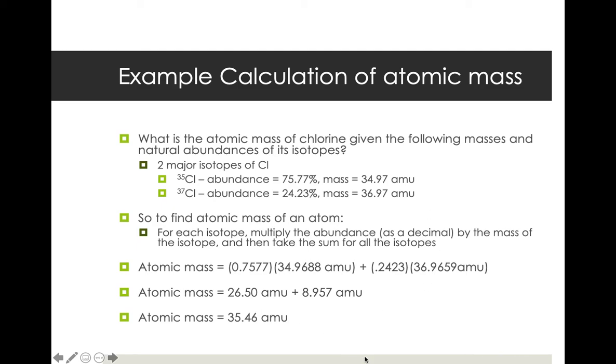And the nice thing is it doesn't matter how many isotopes you have. You could have 5 isotopes. It works the same way. It's just: what's the percent abundance as a decimal, multiply it by the mass of that particular isotope, do that for every single isotope you have, and just add those different products together, add them all up, and that should be your atomic mass.